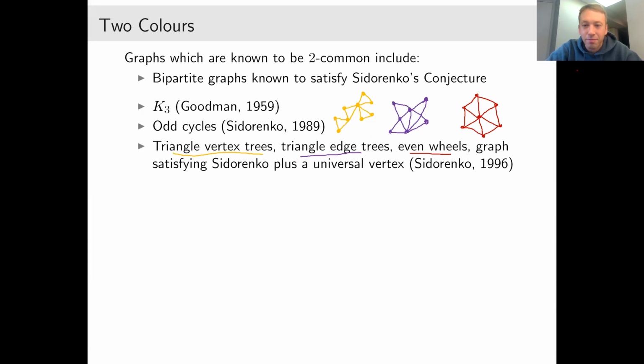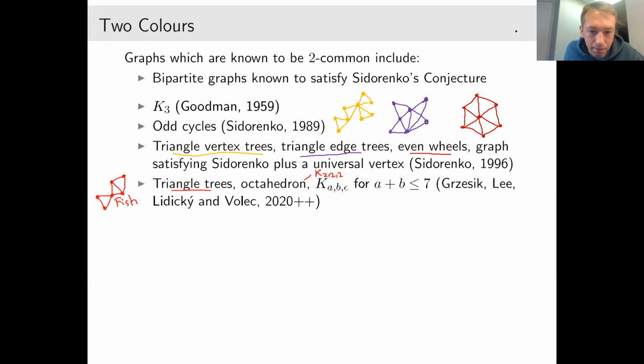This is a very good question by Alexei. Alexei asks if Sidorenko's conjecture is equivalent to showing that all bipartite graphs are 2-common. I would say not. It's not obviously equivalent, and it possibly isn't equivalent. So it's not known. But at the moment, there are no known examples of a 2-common bipartite graph that's not known to be Sidorenko. So it is an interesting question to find such an example.